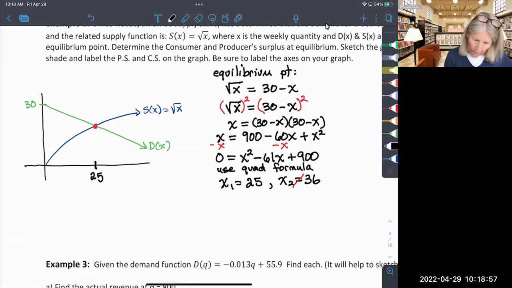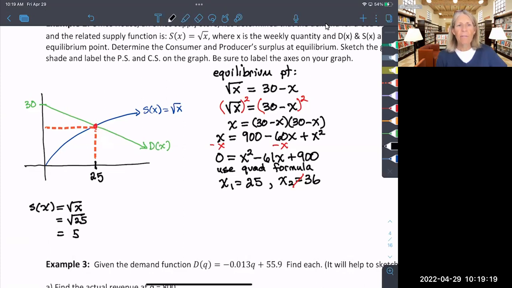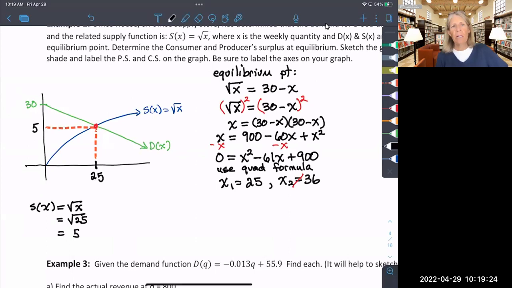And now I can plug that x value back in to either function and get the y value. Okay, so let's say I plug it into S of X. So S of X is the square root of X. So if you plug in 25, the square root of 25 gives you 5. So the Y value here is 5 for your equilibrium point. So our equilibrium point is the quantity 25 and the price 5, right?